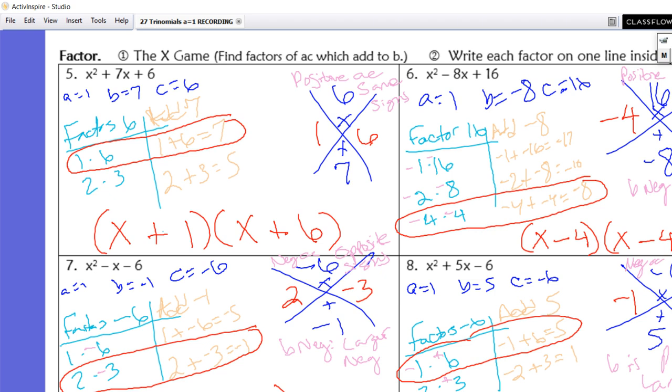We're going to create two factors from that. The first factor comes from the negative 1, so I'm going to have to write down x minus 1. The second factor comes from our positive 6, so I'm going to have to write down x plus 6. Okay, so that's a quick little set of examples for doing your factoring of trinomials. And the next part is a more complicated or kind of an extension.